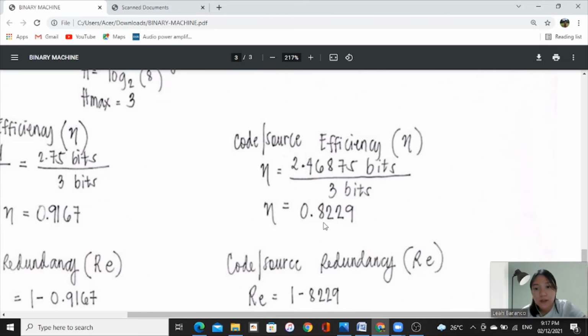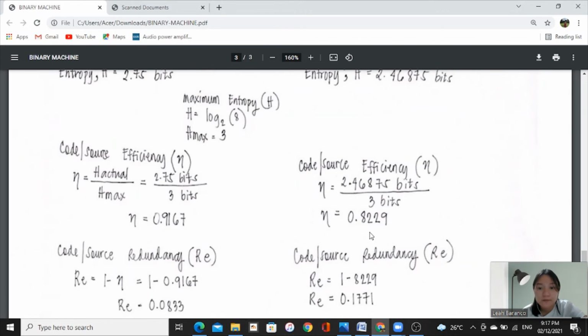And for binary machine 2, the total efficiency is 0.8229. So from here, we can assume that binary machine 2 is more efficient since the lower the efficiency rate is, the more efficient our machine would be.